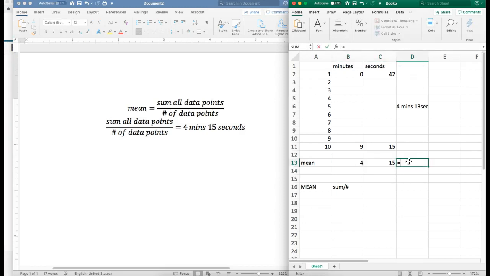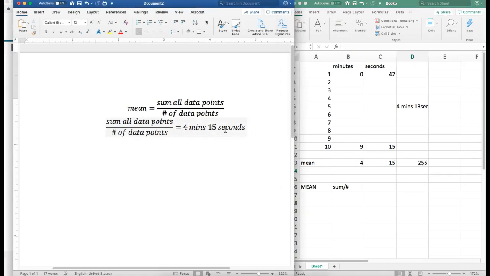To do that, I'm going to convert my 4 minutes into seconds and then add the 15 seconds. I'll take my 4 minutes, and there are 60 seconds in a minute, so I multiply this by 60, and then add my 15 seconds, and I have 255 that I can substitute in here. I'm going to copy and paste this for my next step, and I know that I have 255 seconds. Now, the number of all data points: I was told that there are 10 videos, so I can replace that with 10 as well.